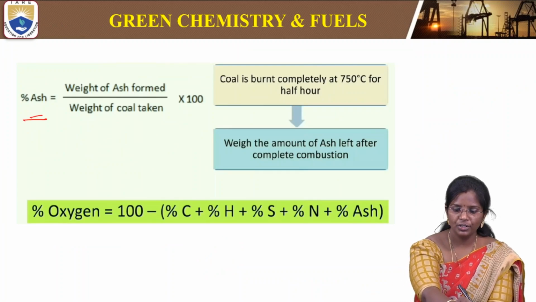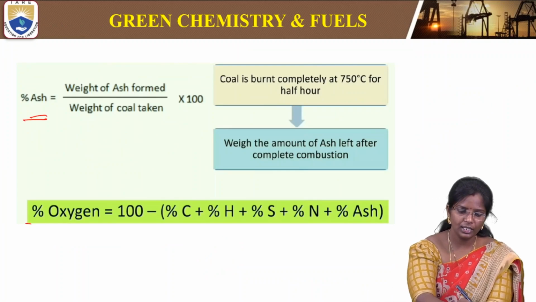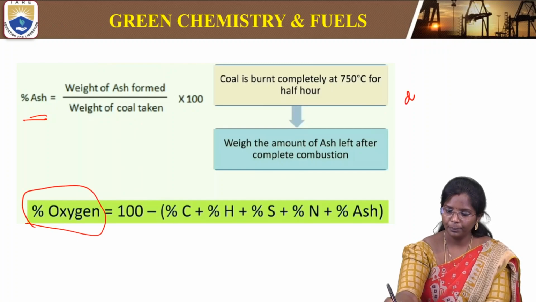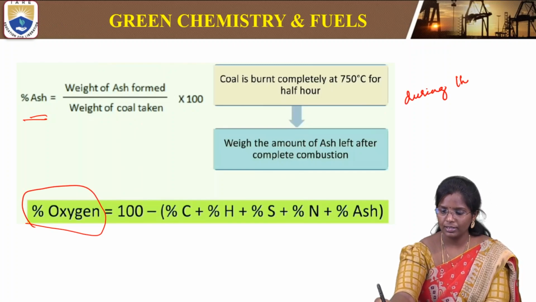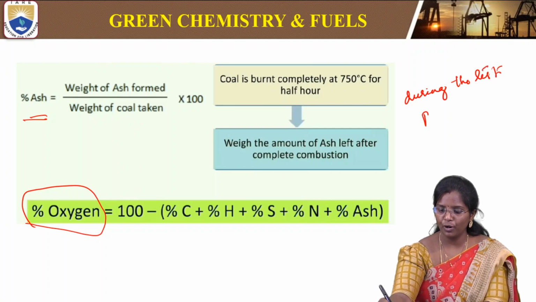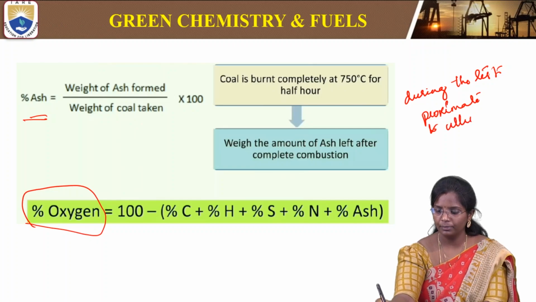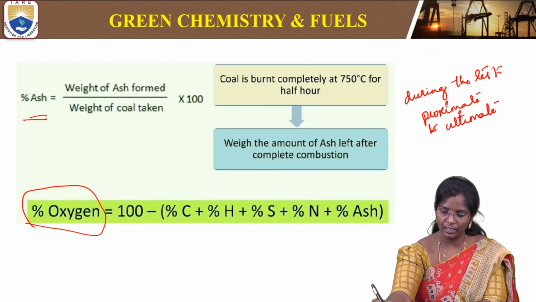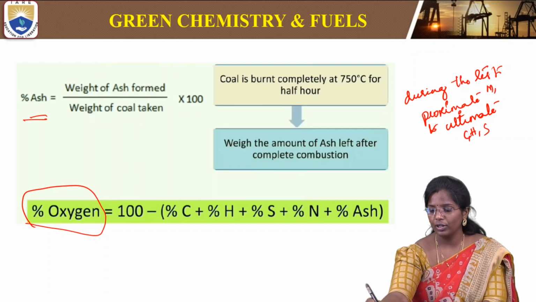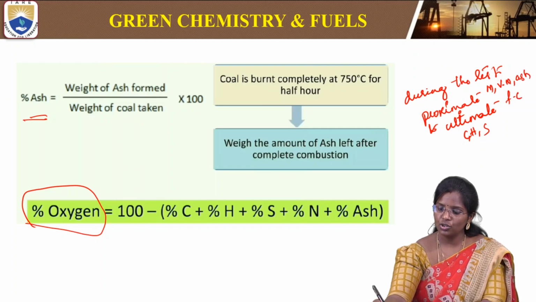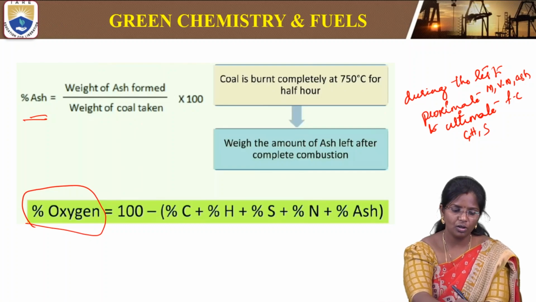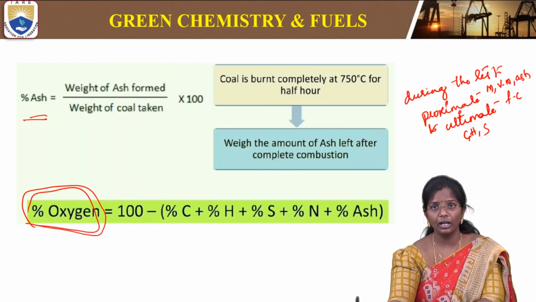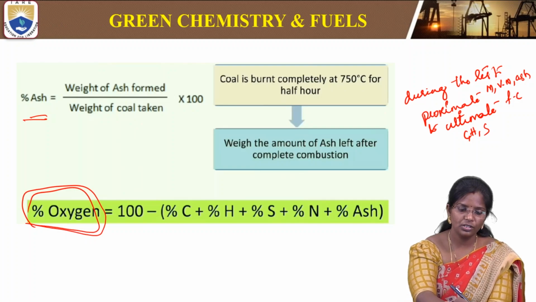Then the percentage of ash. Oxygen is generally removed during tests like the proximate test and ultimate analysis, such as carbon, hydrogen, sulfur. In the proximate analysis we are doing moisture, volatile matter, ash and fixed carbon. So all these tests are done, and there is always scope of oxygen removal in that. Therefore we take the ash into consideration.